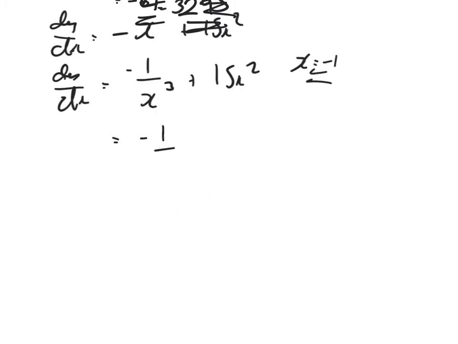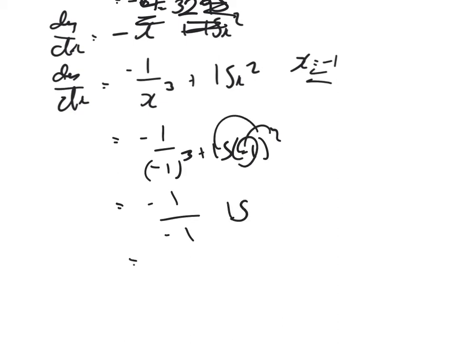We're now looking at x equals minus 1. So that's minus 1 over minus 1 cubed plus 15 lots of minus 1 squared. So it's minus 1 over minus 1. Minus 1 squared is 1 times 15 is 15. So that's 1 plus 15, and that is 16.